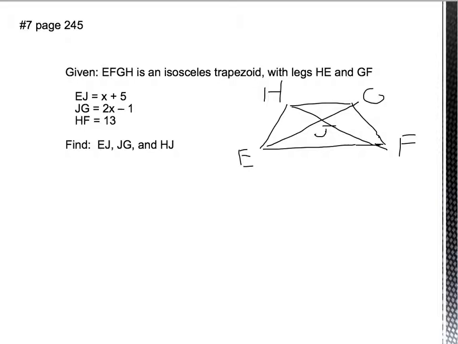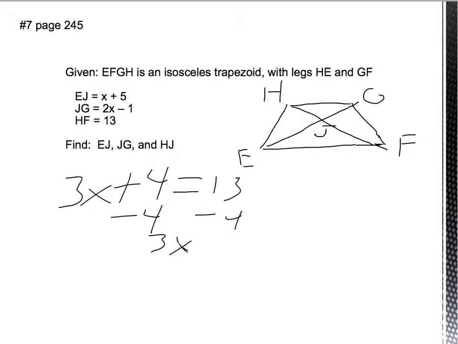To get EJ, JG, and HJ, you would add EJ and JG together to get 3x plus 4. And you would set that equal to HF, which is 13. First, you would subtract 4 on both sides to get 3x equals 9. You would then divide by 3 to get x equals 3.